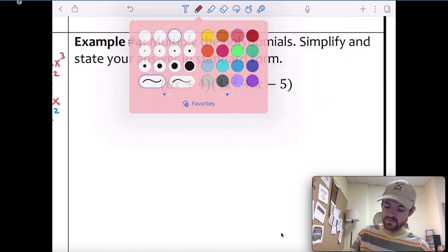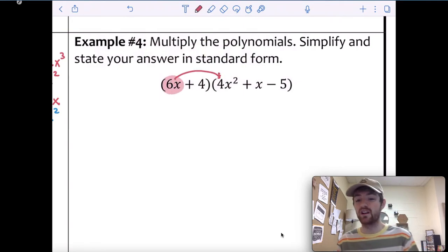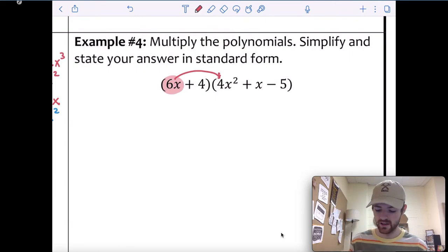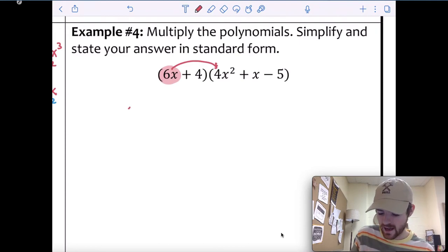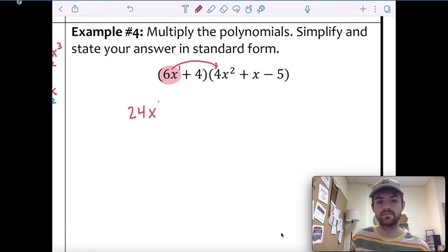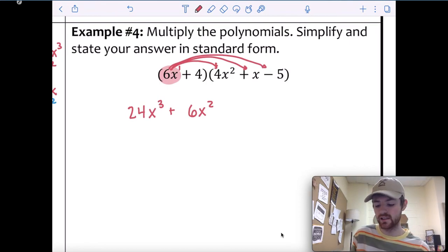Take this 6x. I'm not going to put my work off to the side this time. 6 times 4 is 24, and then I add my exponents. 1 plus 2 gives me x to the third. Then I do 6x times x, which will just be 6x squared. Then I do 6 times negative 5, giving me a negative 30x.